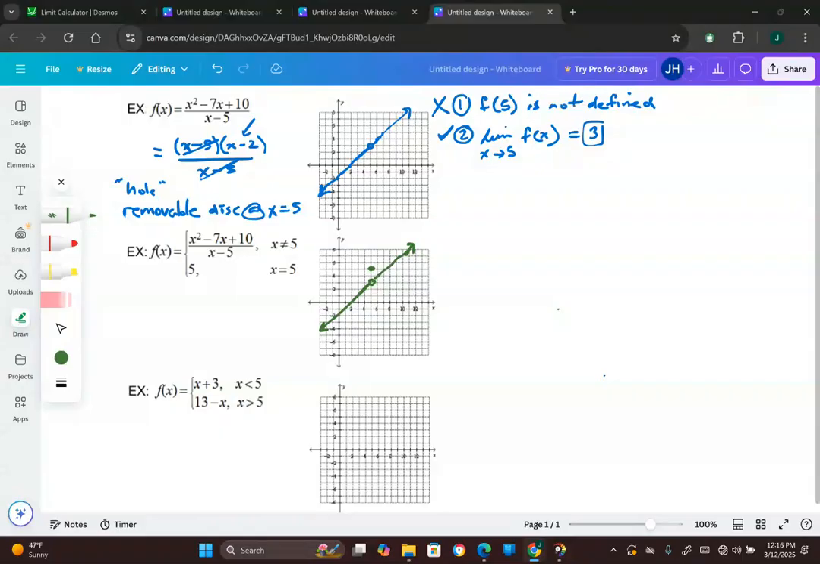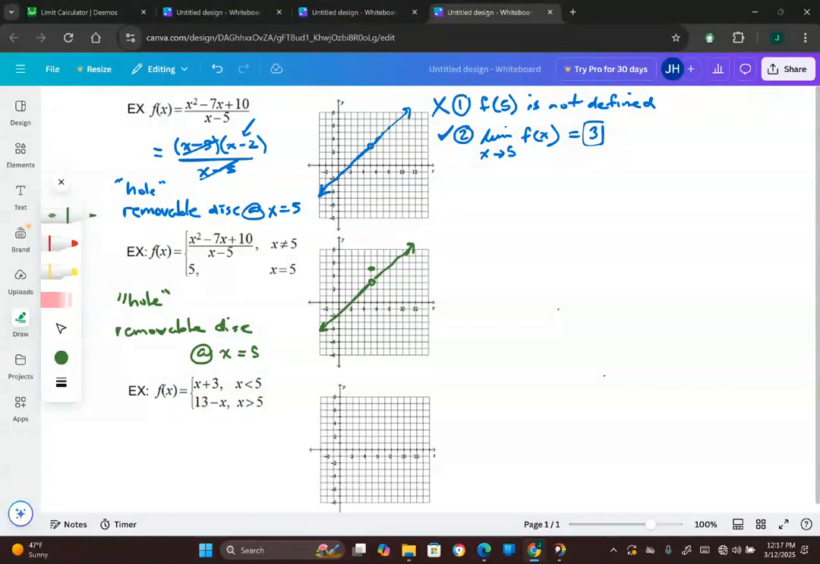I just added a coordinate. Now, this has a hole in the graph again, and some people will say, yeah, because of the hole, this has a discontinuity. But what kind of discontinuity is this? I took a point, I removed it from the graph, and I put it somewhere else. This is a removable discontinuity at x equals 5.